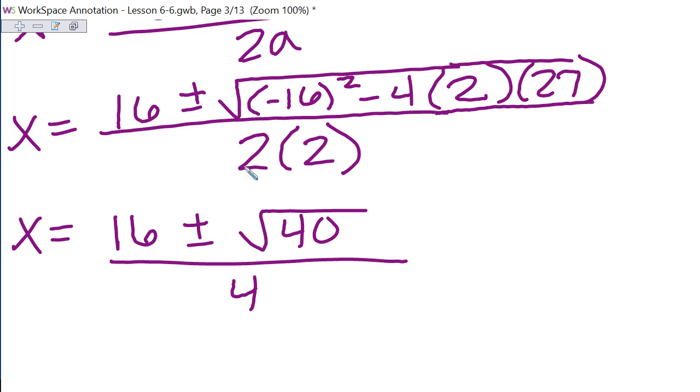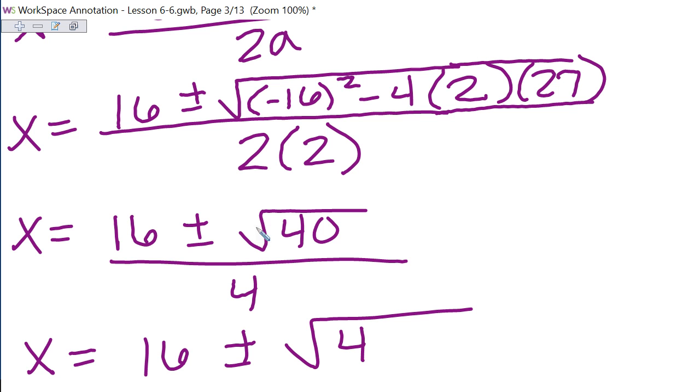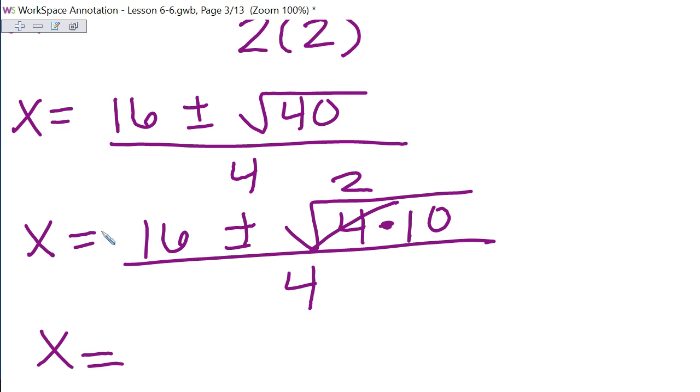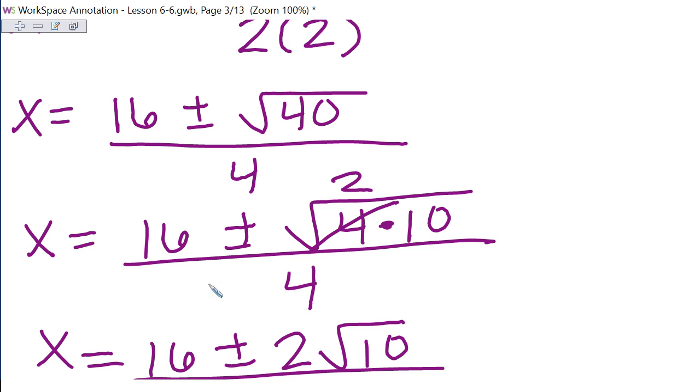Now, after you have your 3 numbers, next step is simplify your radical. So can you simplify the square root of 40? Yes. So this would be x equals 16 plus or minus. What's the perfect square for 40? So this would be 4 times 10 over 4. Mark out the 4. What's the square root of 4? 2. So this would be x equals 16 plus or minus 2 square root of 10 over 4.